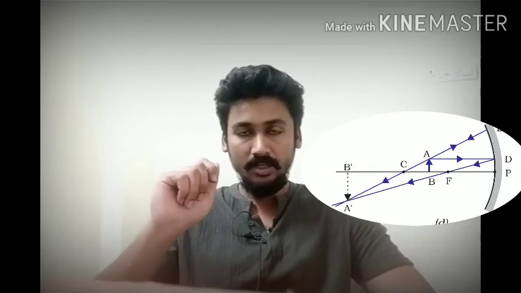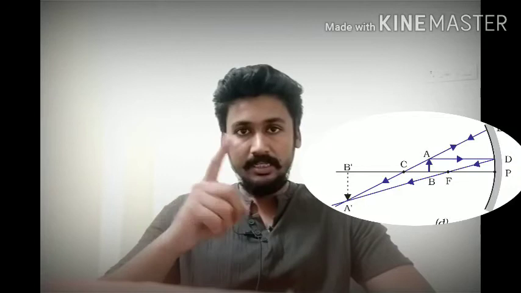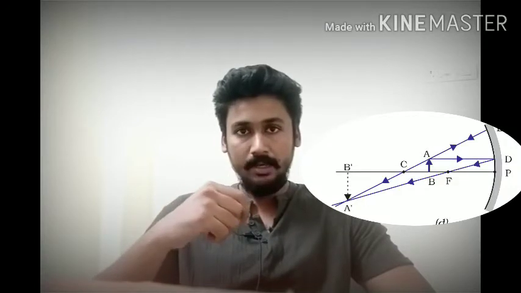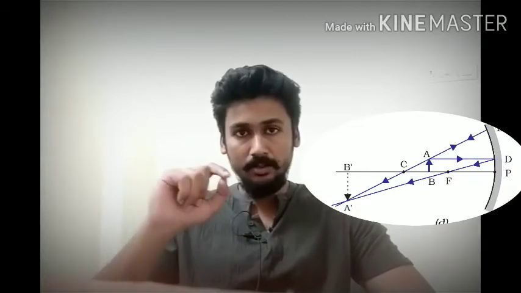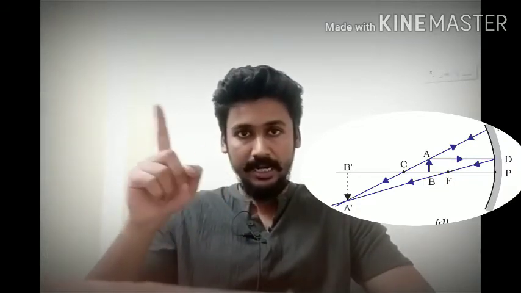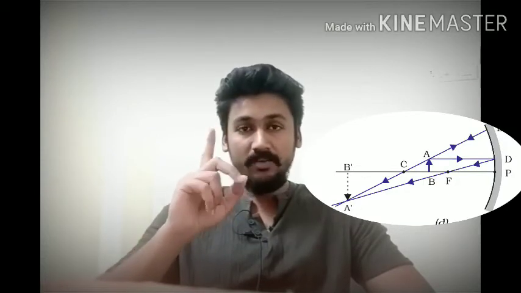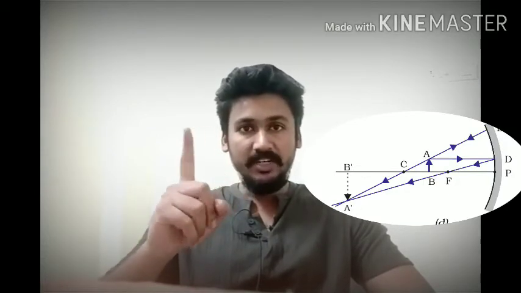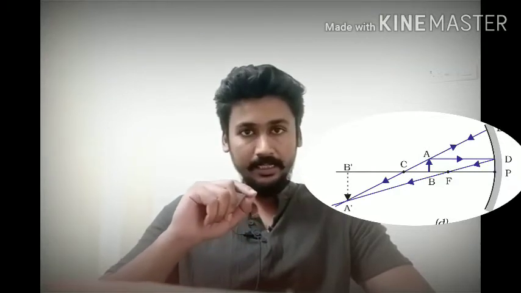Fourth case. Now we will be placing the object between the center of curvature and focus. So if the object is placed between C and F, this is the ray diagram. Once again what we'll do, we'll draw the first ray parallel to the principal axis, correct? It will pass through the focus. Now the second ray we are going to draw as if it is coming from the center of curvature. Getting the idea?